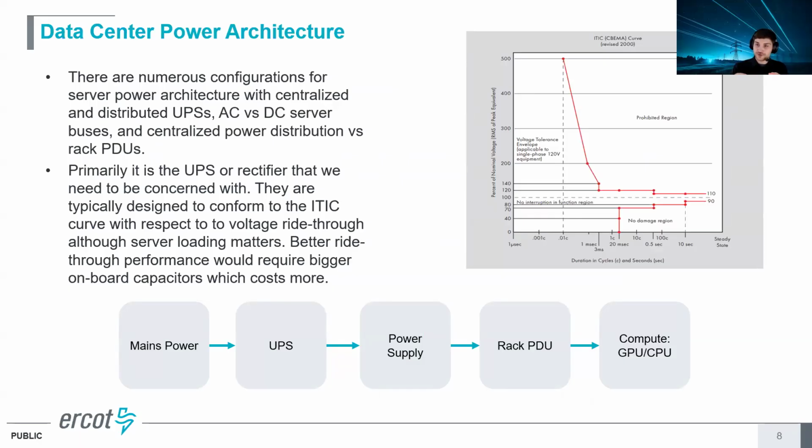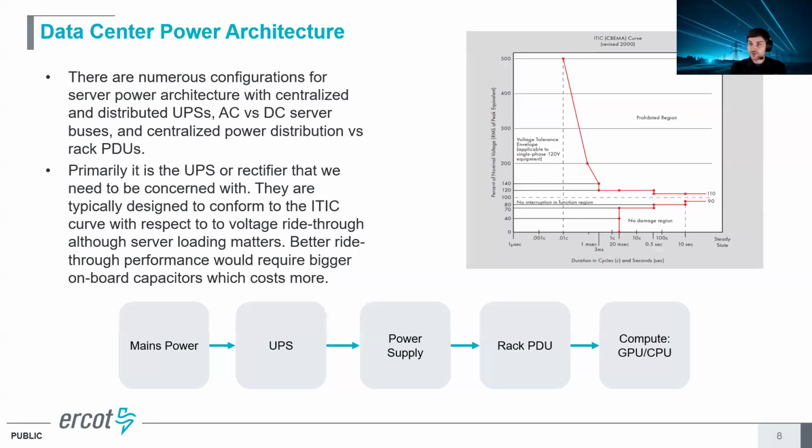Inside the data center, you really need to understand what's in there to figure out how to model this and account for it in your grid. There are a lot of different configurations; what we put here is just a sample. Mains power goes to your uninterruptible power supply, then to your server power supply, your rack power distribution unit, and then to your compute. You can have AC versus DC server buses, centralized versus distributed UPSs, and power distribution. But primarily, it's the rectifier or UPS that we need to be concerned with, or the power supply if there's no UPS.